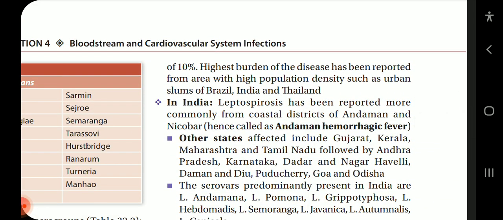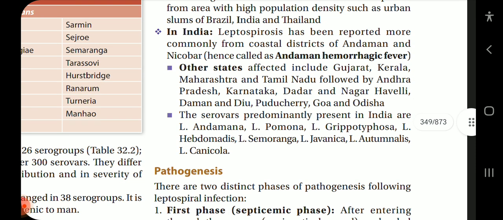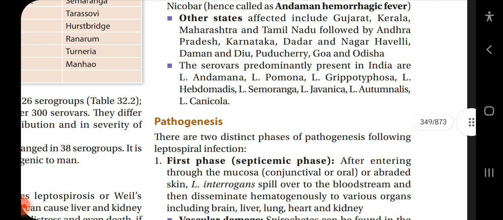The highest burden of the disease has been reported from areas with high population density such as urban slums of Brazil, India and Thailand. In India, leptospirosis has been reported more commonly from coastal districts of the Andaman and Nicobar Islands, hence called Andaman hemorrhagic fever. Other states affected include Gujarat, Kerala, Maharashtra, Tamil Nadu, followed by Andhra Pradesh, Karnataka, Dadra and Nagar Haveli, Daman and Diu, Puducherry, Goa and Odisha.